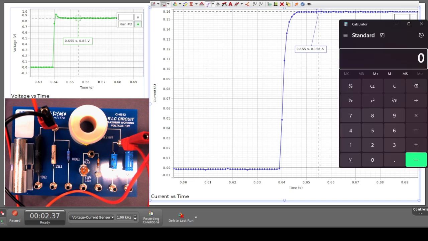To calculate the resistance of this inductor, we'll just use Ohm's law, so V equals IR. So resistance would just equal voltage divided by current. We've got a voltage here of 0.85, and we'll divide that by the current of 0.158. And so we get a resistance of about 5.37 ohms. I'm going to write that down for later, about 5.4.